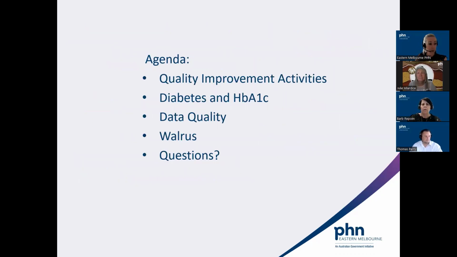So for the next two PIP quarters, we'll be promoting Quality Improvement Measure 1, which is the proportion of patients with diabetes with a HbA1c measurement result recorded in their record within the previous 12 months. To assist your team with this activity, today we're going to be covering quality improvement activities directly linked to this quality improvement measure: diabetes and HbA1c, data quality, and how the Walrus tool can assist you. For any questions for our presenters today, please use the Q&A section and we'll answer these at the end of the session.